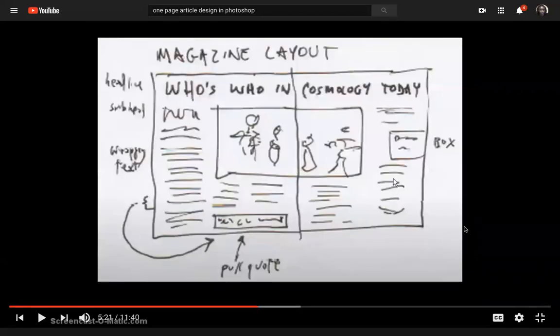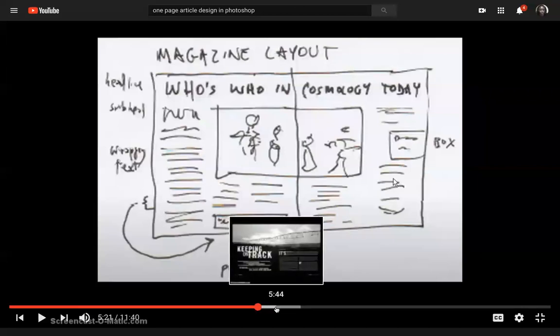So here, this is a sketch, right? Magazine sketch, basic layout. This will be good if you have an idea of what you want to do. Sketch it out. You may not have an idea at all. Sketch it out, and then try to replicate it in Photoshop. All right. So start with your sketch.